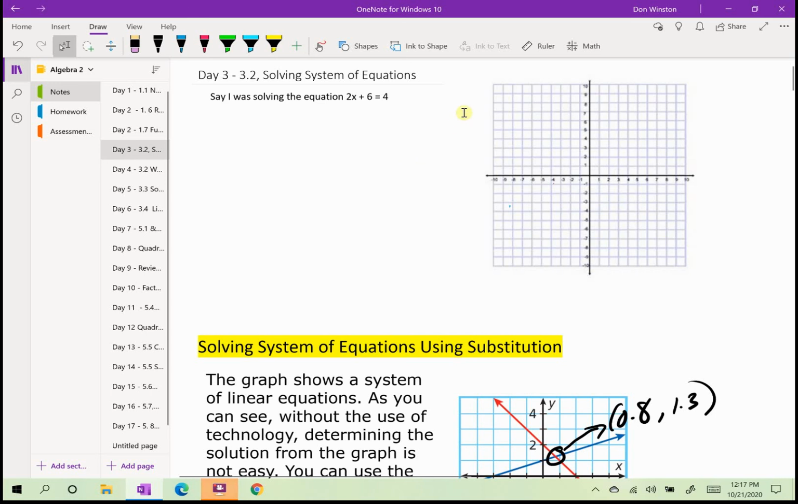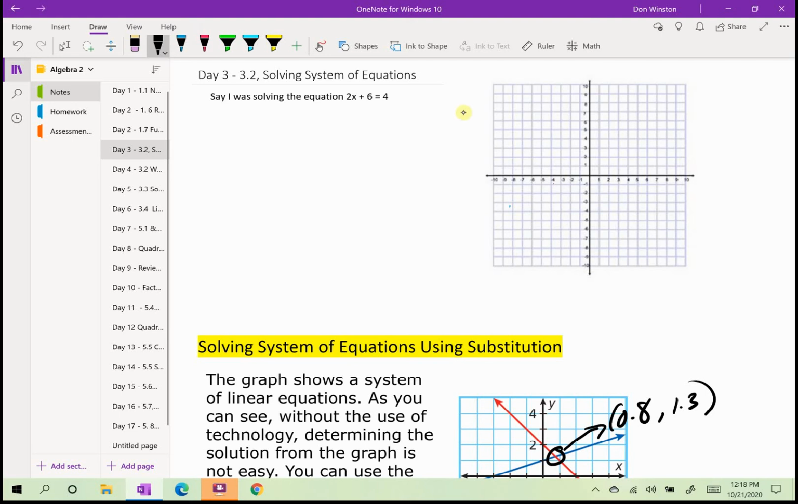Today we move on to Chapter 3. Today we'll look at solving a system of equations. This may be familiar to you. We'll look at solving a system of equations using substitution, and then the second video will be solving a system of equations using elimination. But first, let's figure out what it means to solve a system of equations. So our objective today is to solve a system of equations using substitution and elimination.